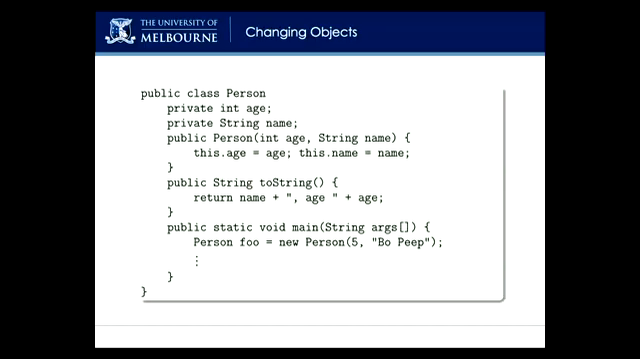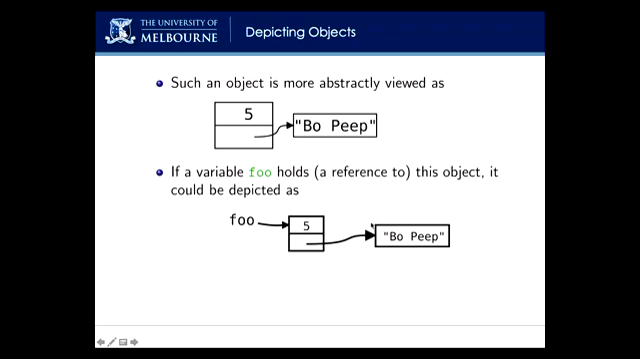So here's an example of a person. You're creating an int age, you're creating a string name, and you're saying this age is equal to age and this name is equal to name. So it's just generally what we've just created. Note that these are not final. The toString is just returning the age and the name. And then you're creating a new object called foo, which is providing the value 5, Bo Peep. So that's essentially producing this here. Does that make sense? Any questions on the code there?